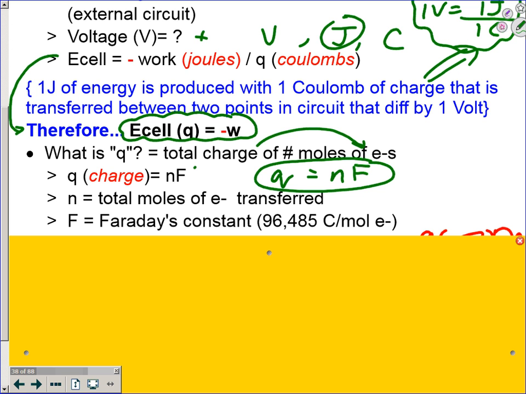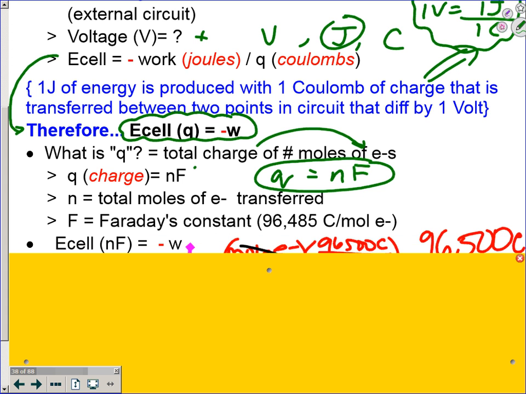So we're going to try to put N times F in where Q is, because it's one and the same, right? So I'm just going to put N times F in where Q is. And that gives us E cell times NF equals negative W. You with me so far? We're just rearranging equations. I'll get right back to this.